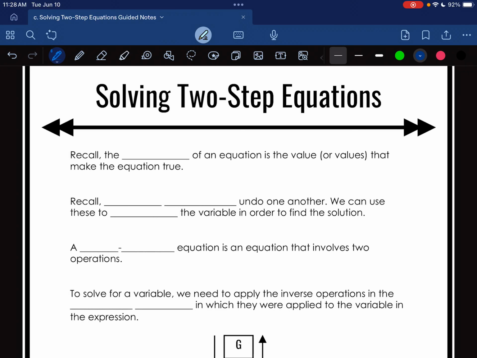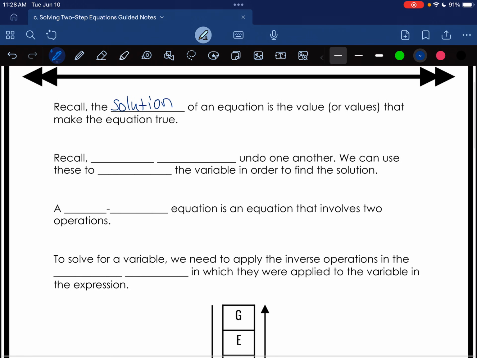Welcome back. Today we're going to talk about solving two-step equations, which is just what it sounds like, right? An equation where you're going to do two things to find the solution. So recall that the solution of an equation is the value or the values, if you have more than one, that make the equation true. So a true statement is something like 3 equals 3, right? You agree that's true. And a false statement is something like 5 equals 2.